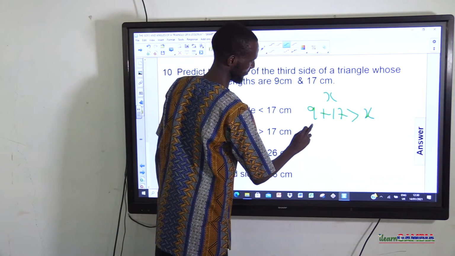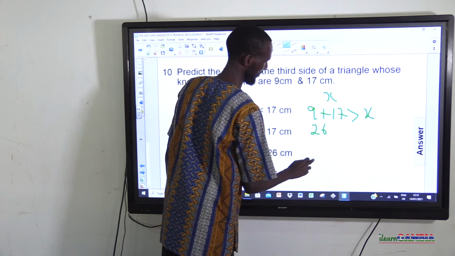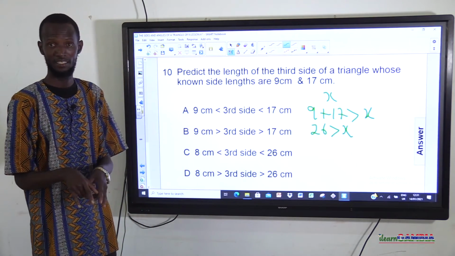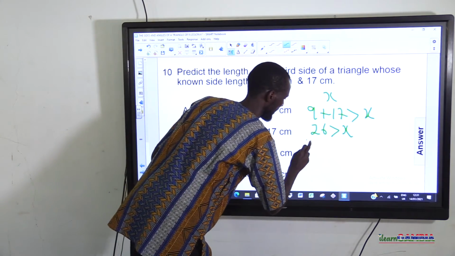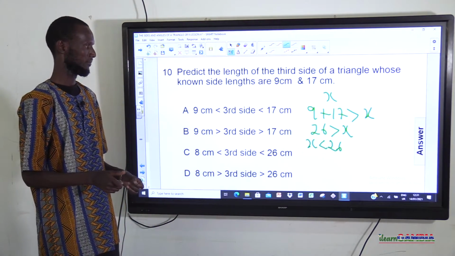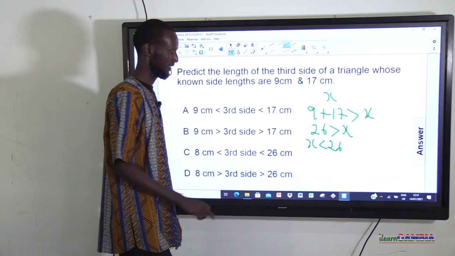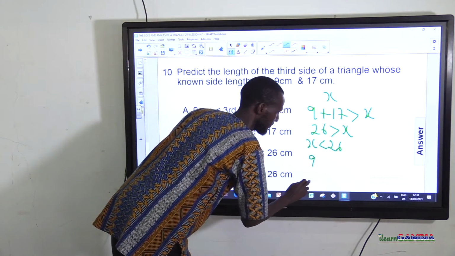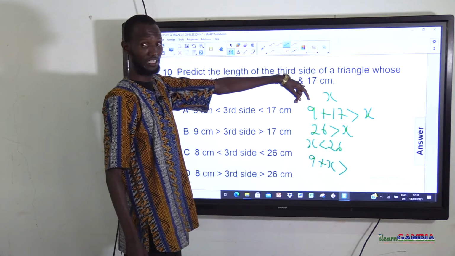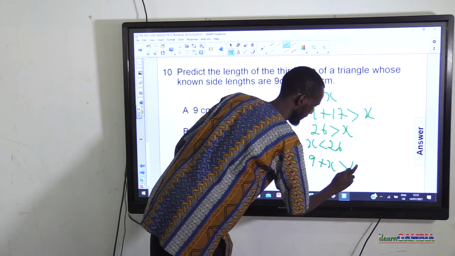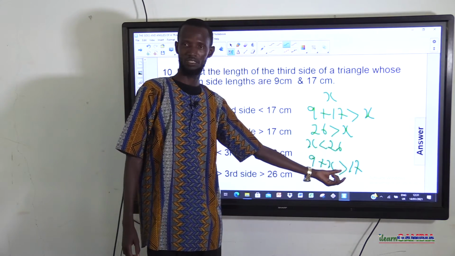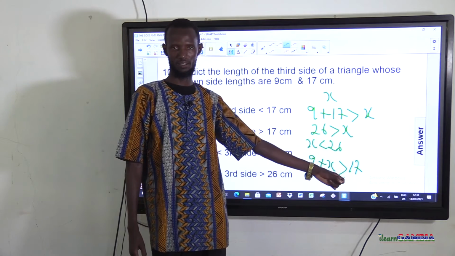This will give us 26 is greater than x. So 26 has to be greater than our third side, meaning our third side will have to be less than 26. That's one condition. Now let's take up the first side. We also know that the first side plus the third side has to be greater than the second given side. That is 17. So the first side plus the third side has to give us a number greater than 17.